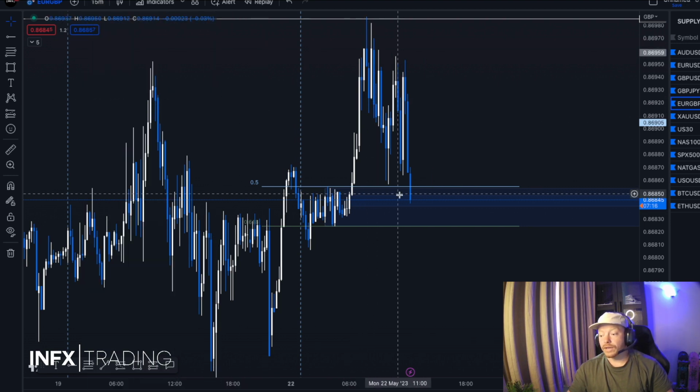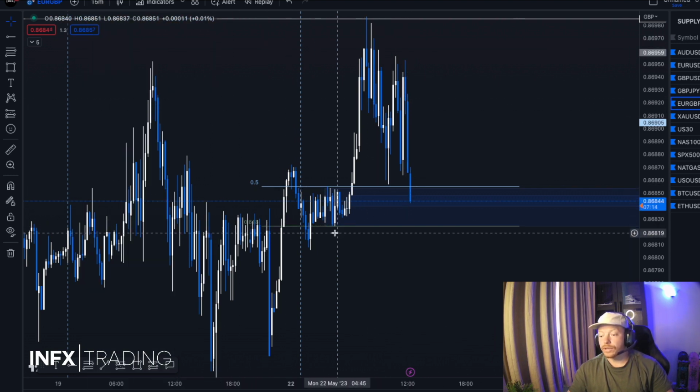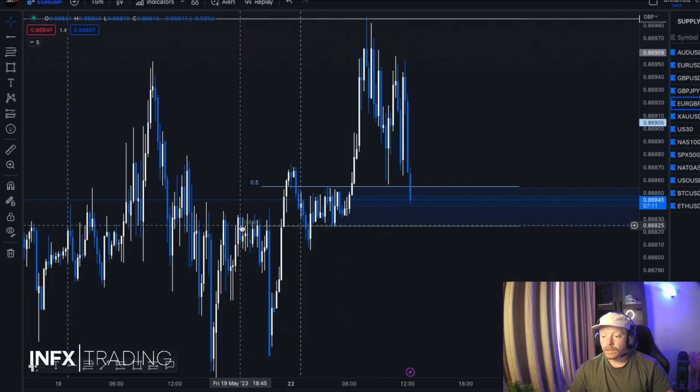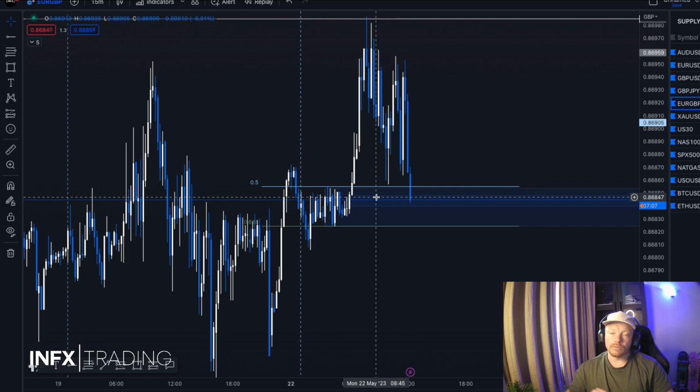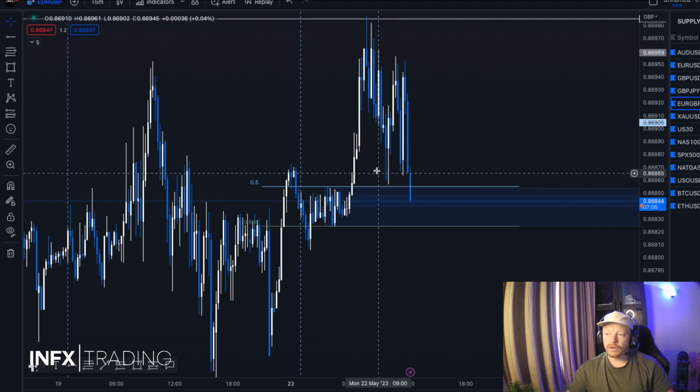Also, just a quick one: if this goes down and closes below the 0.618, and the candle closes below there, then I probably won't trade this area. But I think we're going to be looking pretty good.